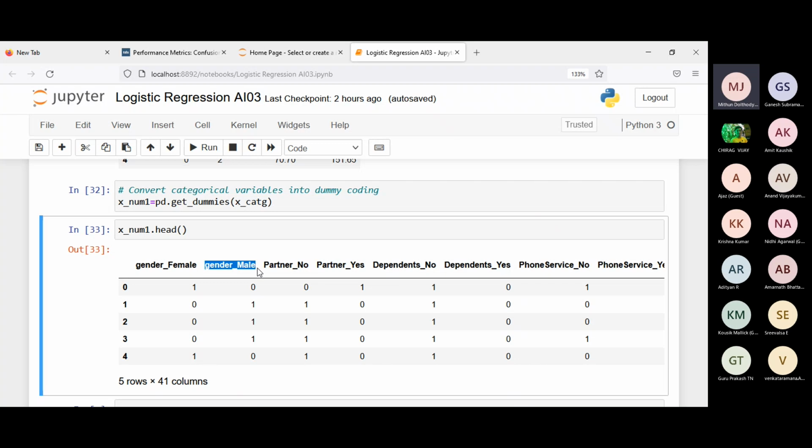Correct? See, if a person is female, this information is captured, correct? First person is a female, so it is coded as 1. Second person is a male, therefore it is coded as 0. Third person is a male, 0. Fourth person is a male, 0. Fifth person is again a male, 0. Then if you look at it, the second variable will actually be redundant.